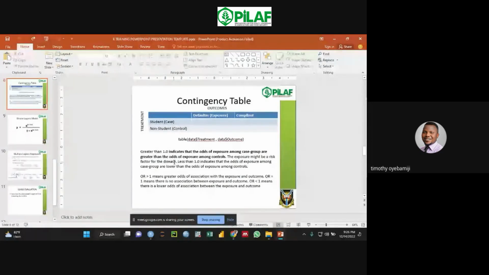Okay. Now I use this here because, in my experience, most times we use it a lot in medical sciences. Again, OR, odds ratio greater than 1 means greater odds of association with exposure. Now, odds ratio, apart from giving us the likelihood of something happening or something being present in a group, also shows association as well. So when odds ratio is greater than 1, it means greater odds of association with the exposure and outcome.